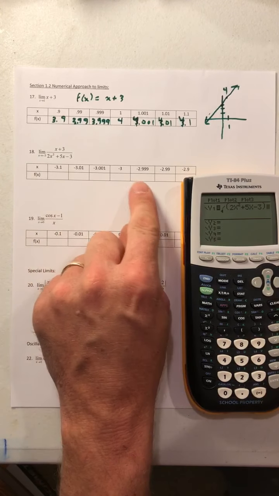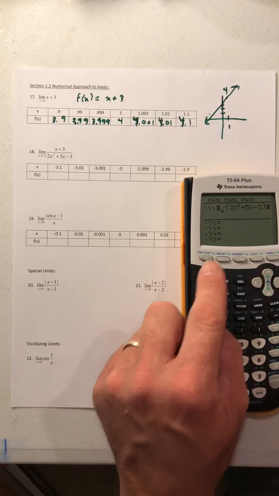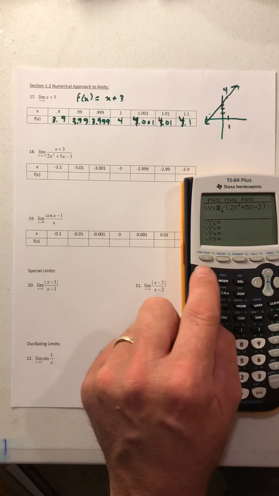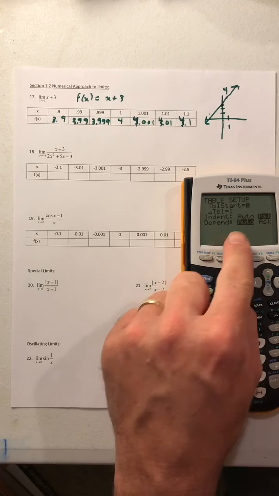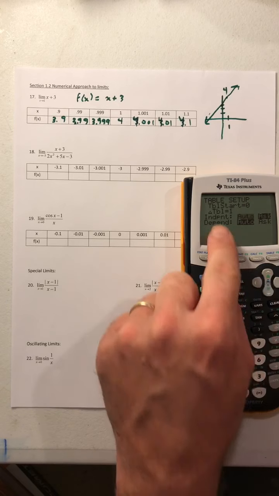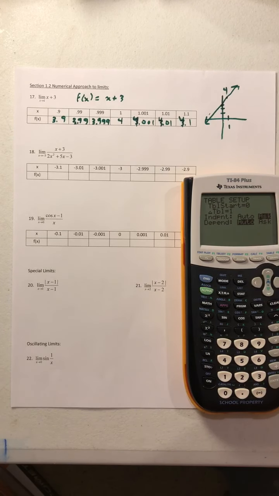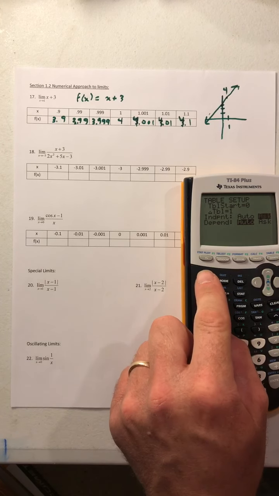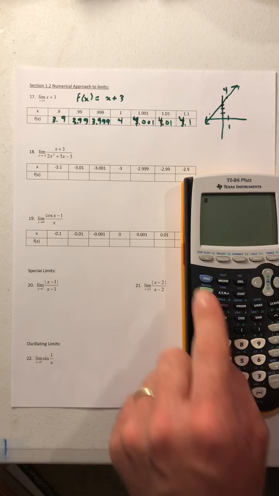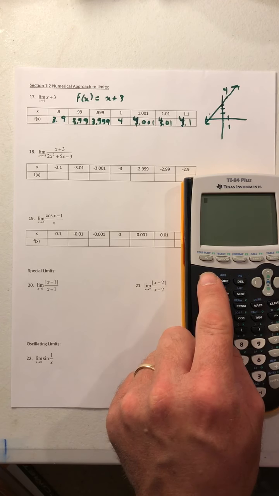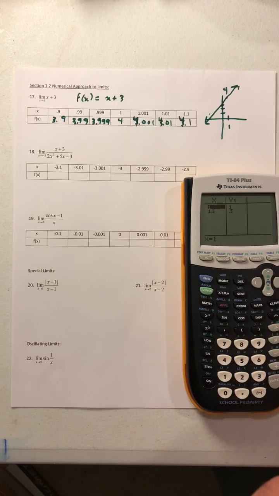Since I have different x values I want to plug in, I'm going to change my setup. So I'm going to do second window. And I'm going to come down here to the independent, and I'm going to make sure that I'm on ask. You should be, since we've been working on this in class, but if you're not, go ahead and put it on ask. Then we're going to go and quit out of that. And then we're going to go into the table. So second graph, or the table.